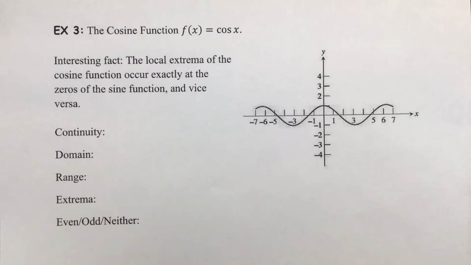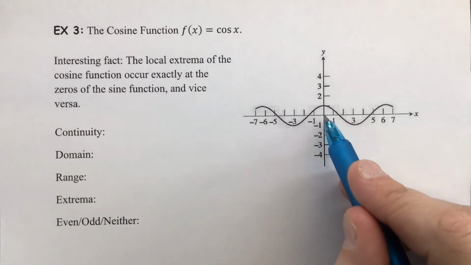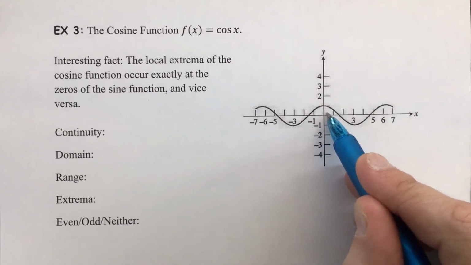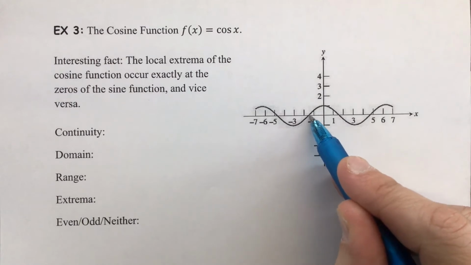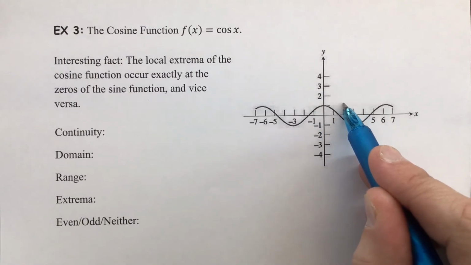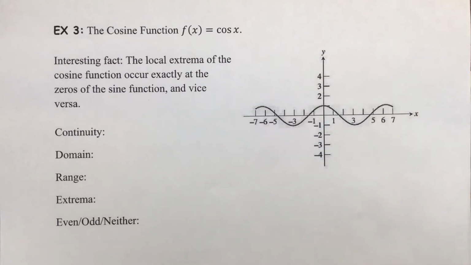Example 3, the cosine function, f of x is equal to the cosine of x. Interesting fact, the local extrema of the cosine function occur exactly at the zeros of the sine function and vice versa. So basically you got the same thing as the sine function, except everything is going to be offset by 1/4 of a period. In the sine function, the graph passes through the origin here, moving in an upward direction. That will match up with this part here. The high point was located around here, which is going to match up here for the cosine function.